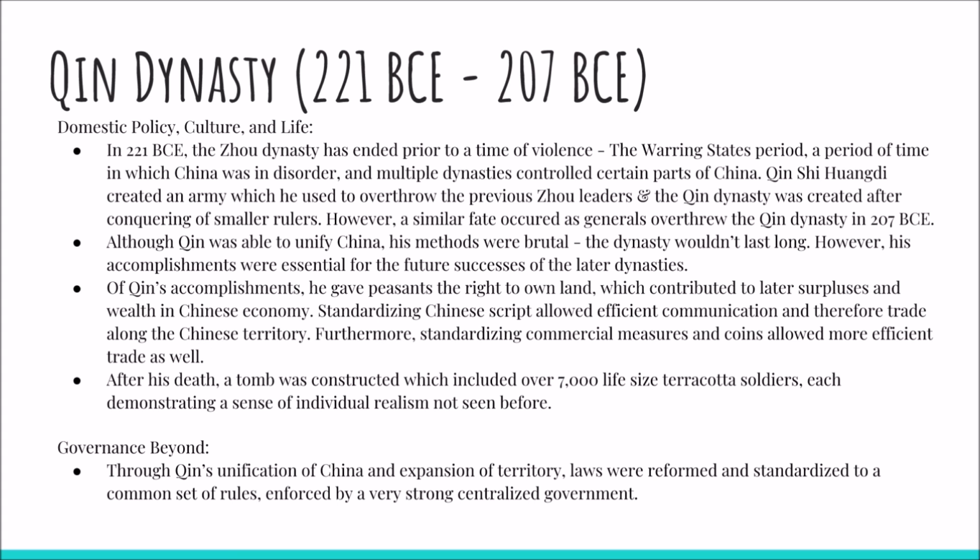Furthermore, after his death, a tomb was constructed which included over 7,000 life-size terracotta soldiers, each demonstrating a sense of individual realism not seen before in any Chinese history.